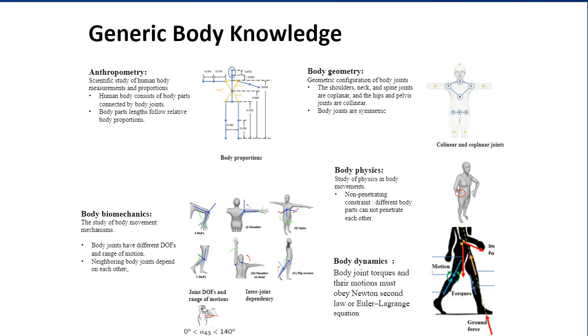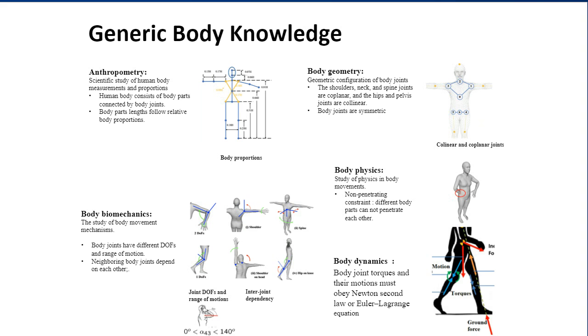Then we have a body physics constraint. And one of the most used physics constraints is a non-penetrating constraint, which means a body part will not penetrate inside another body part, right? So this is called the non-penetrating body constraint, and this is widely used. So all these constraints are what we call the static body constraints.